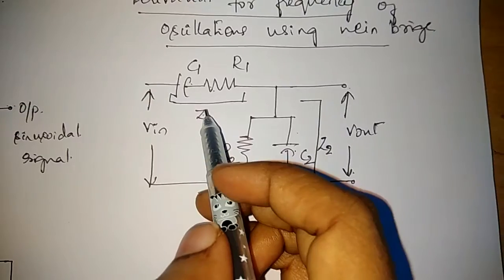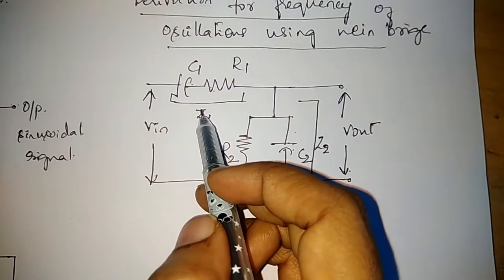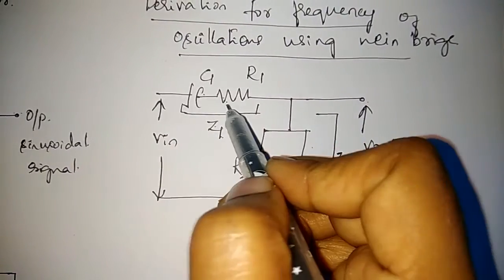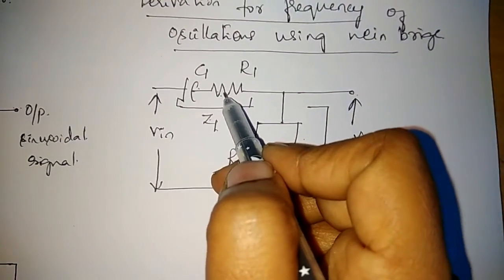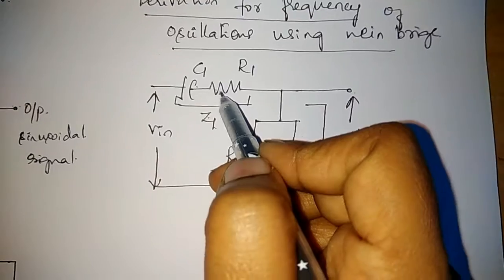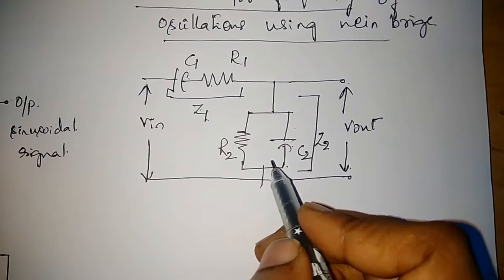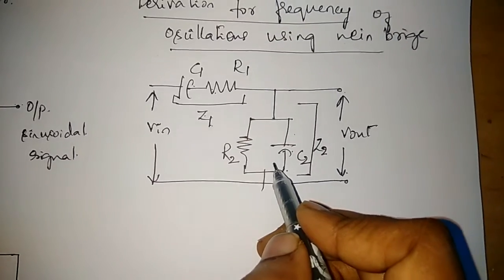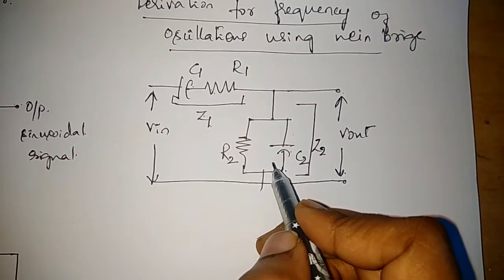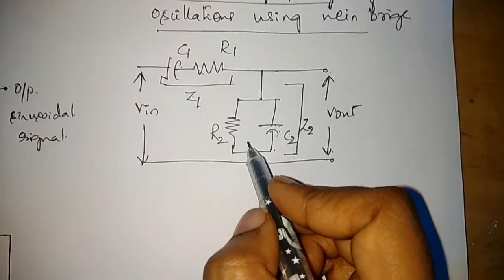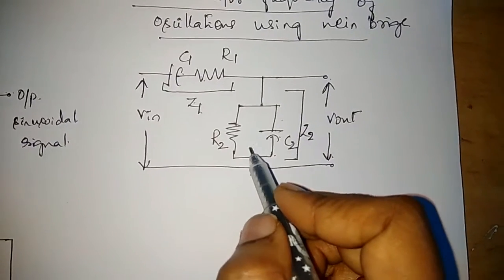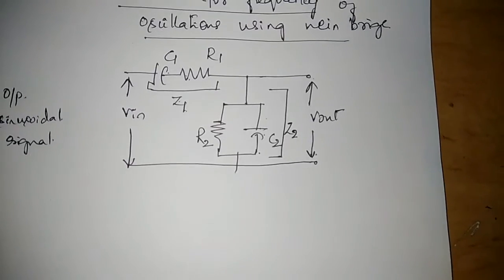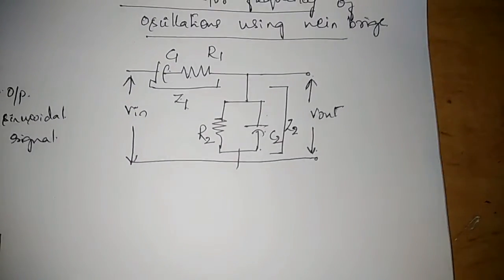So the series RC network represents the high pass filter. This combination of R and C represents the high pass filter, and this parallel RC network represents the low pass filter with low impedance. Okay, so these both together form a notch filter. I have both the high pass filter and the low pass filter.